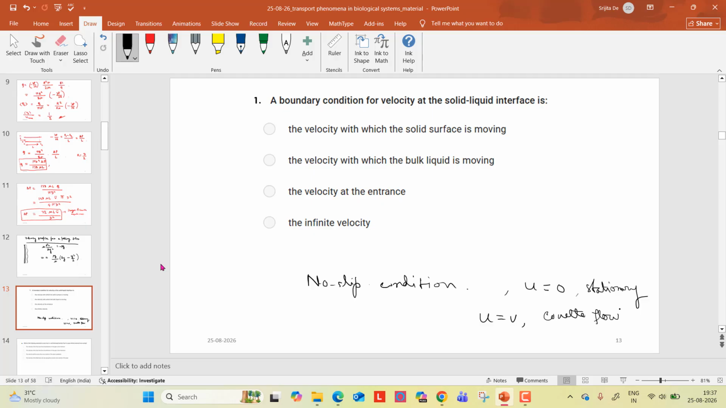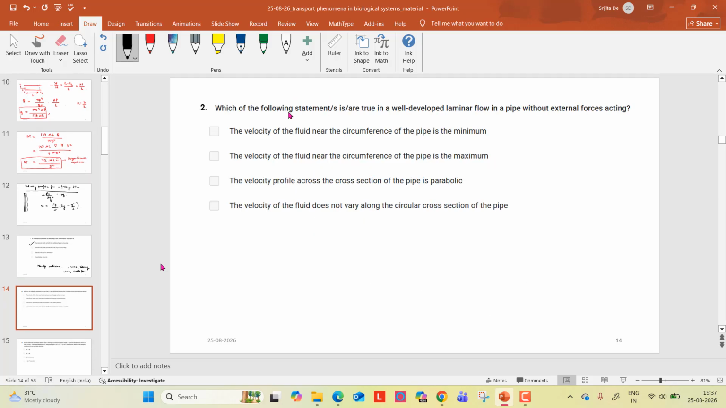So what is your thought of it? So it is true that it is the velocity with which the solid surface is moving. This is option A.